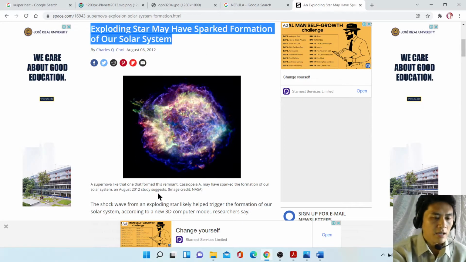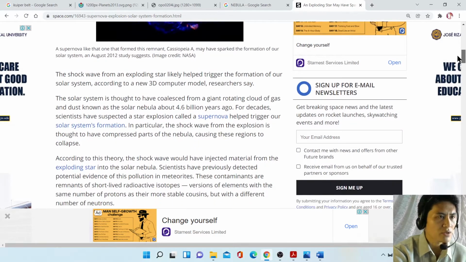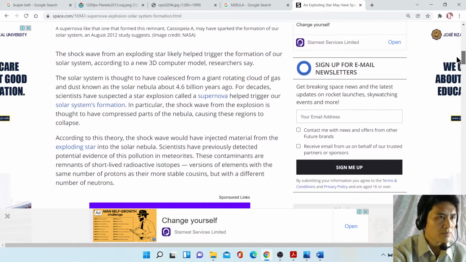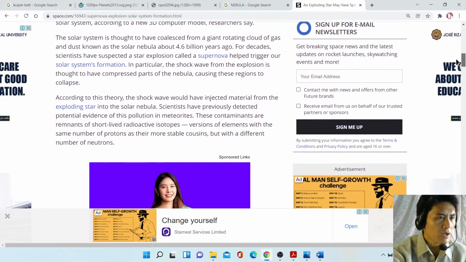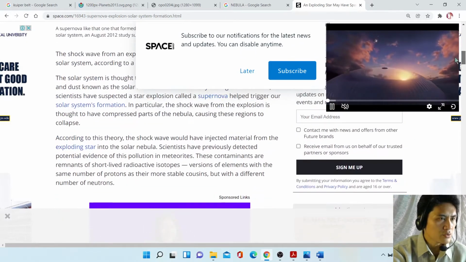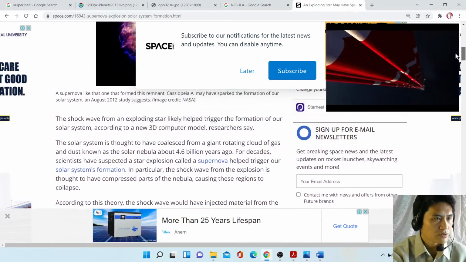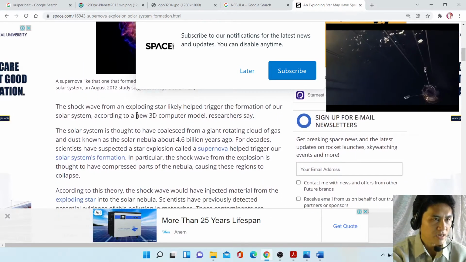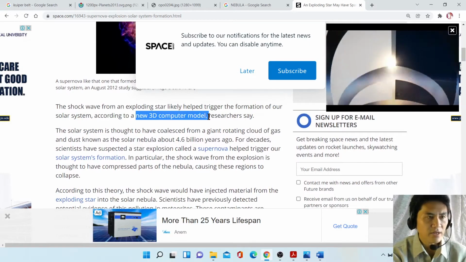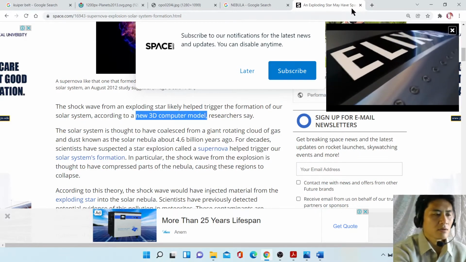And if we look at the article closely, how do they know this? Well, because they used supercomputers to model the particles. See here, you have a new 3D computer model, because you have to remember that computers are powerful.